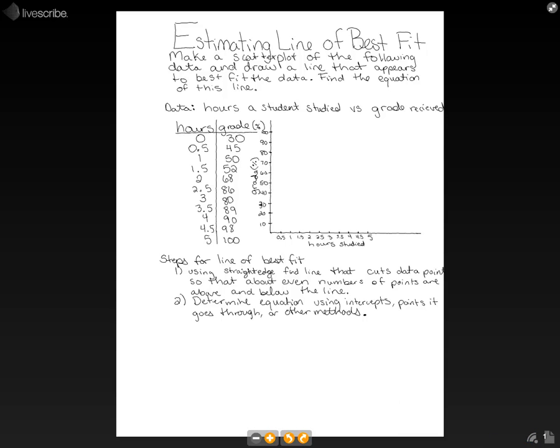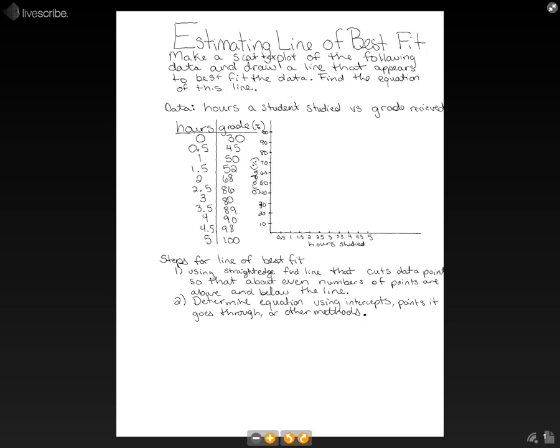In this video, we're going to estimate the line of best fit for a set of data. First we're going to make a scatter plot of the following data, and we're going to draw a line that appears to be the best fit for the data. And we'll discuss how to determine that. And then after that, we're going to find the equation for this line of best fit.